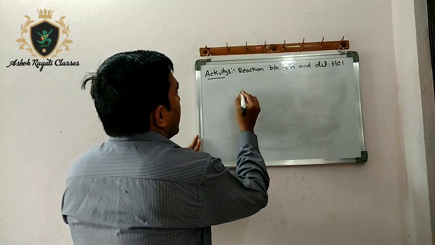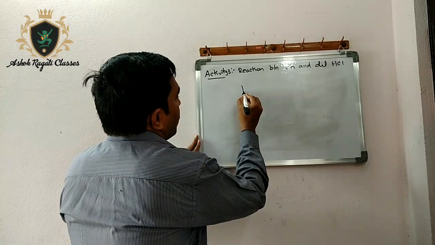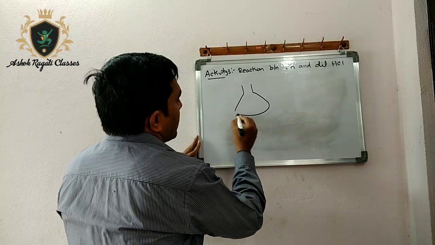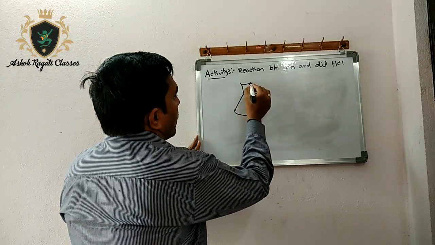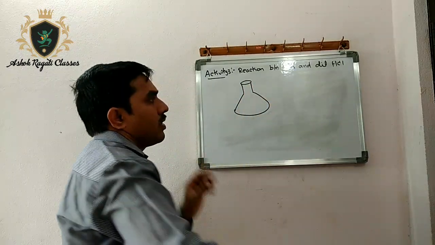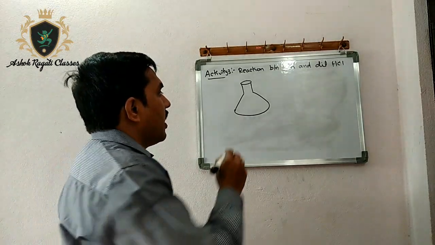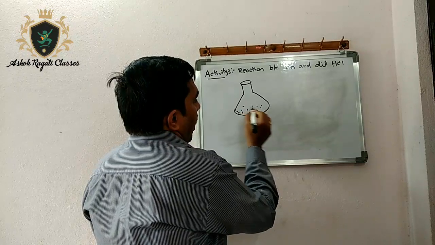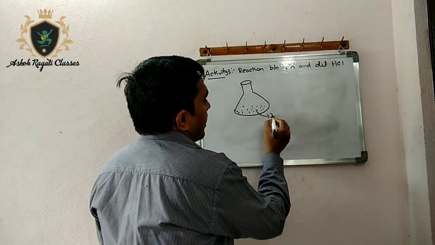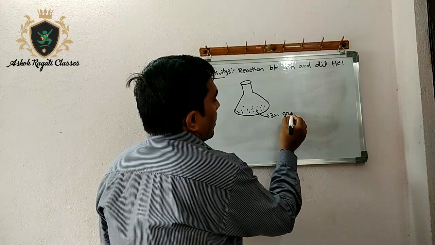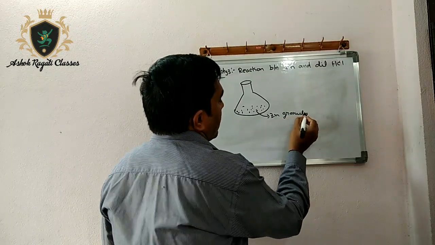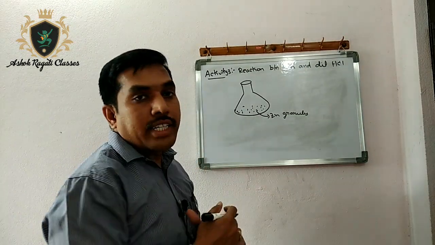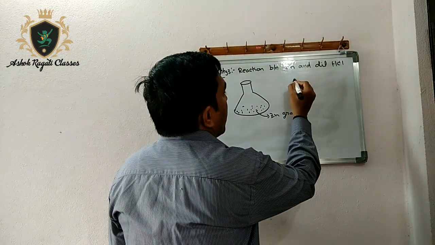Okay, I am taking a conical flask and zinc granules, Zn. Granules means just solid pieces. And dilute HCl. What is meant by dilute?